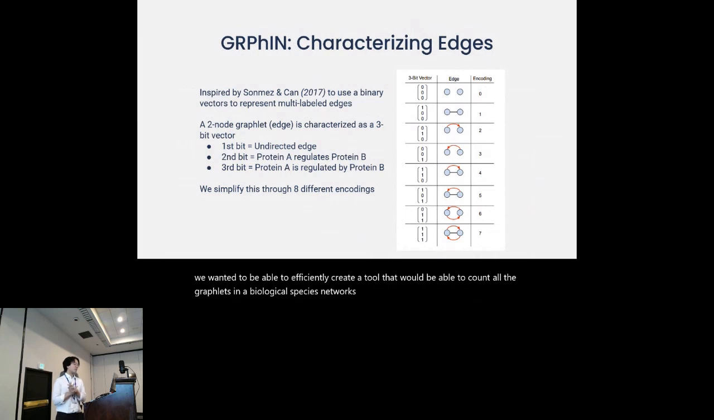And before talking about that, we wanted to start with characterizing edges. This is really inspired by the paper by Somais and Can, which uses a binary vector to represent the multi-labeled edges. So in our case, we used a 2-node graphlet to characterize a 3-bit vector for the undirected edge and also the directed edge. As you can see here on the figure, there are 8 different encodings that we can use for the 8 different edge types in a 2-node graphlet.